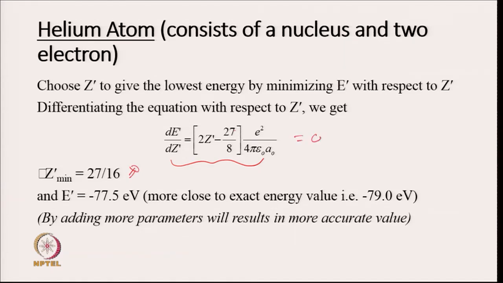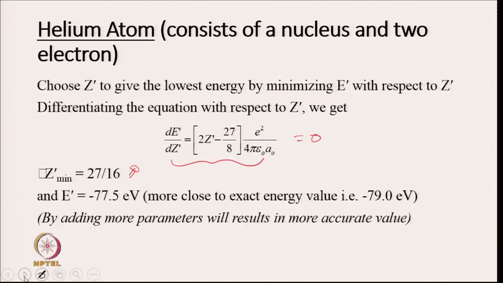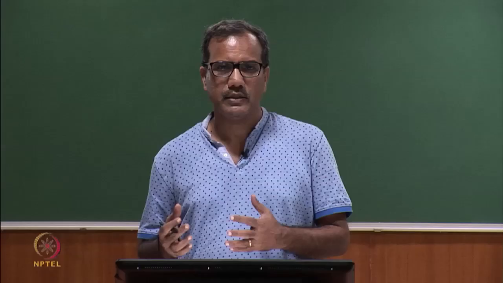Put this equal to 0 and you can get Z dash minimum, which is equal to 27/16. Now you can put this value into the previous equation. For this equation, put the value of Z dash, and what you will get is the value of E dash, which is around -77.5 electron volt. So, this is the second method by which you can calculate the energy of different orbitals of the helium atom.